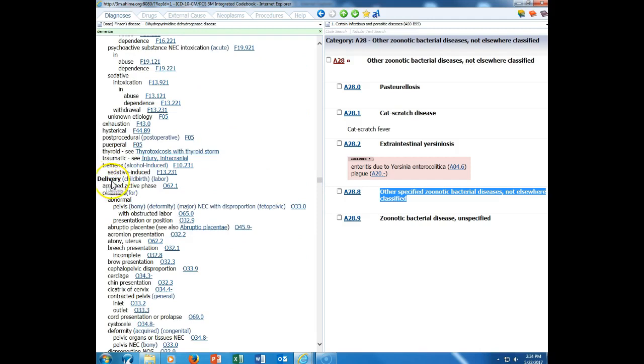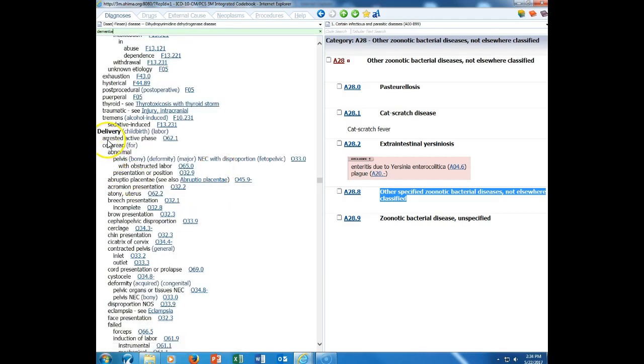The term delivery, the bolded black term, is a main term. Childbirth is a non-essential modifier. Labor is a non-essential modifier. Arrested activity phase is indented 2 spaces. It's a subterm.